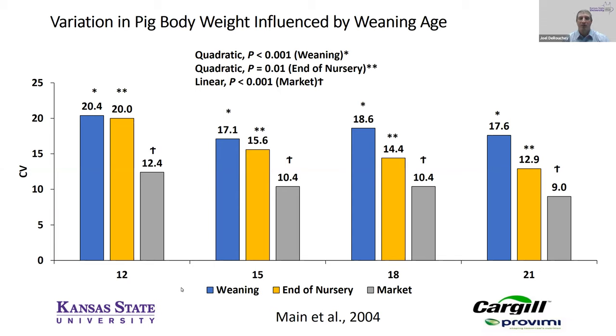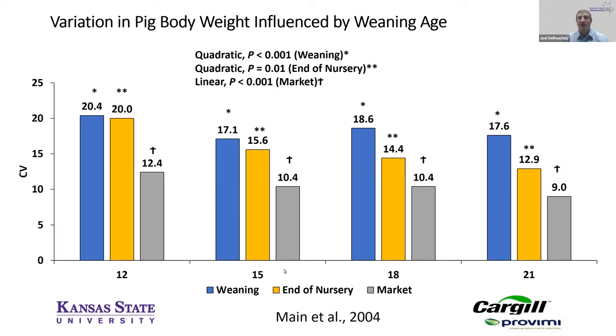And in this particular case, if we look at weaning, and again, what we want to look at here is the blue bars across all four weaning ages, there's a quadratic effect where the highest CV was those that were weaned at only 12 days of age at a 20.4, then there was a decrease at 15 and really maintained that same CV once we got over day 12.